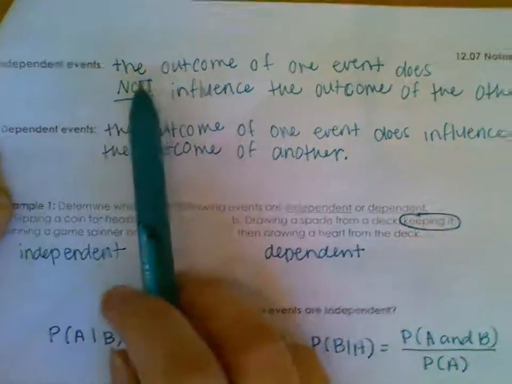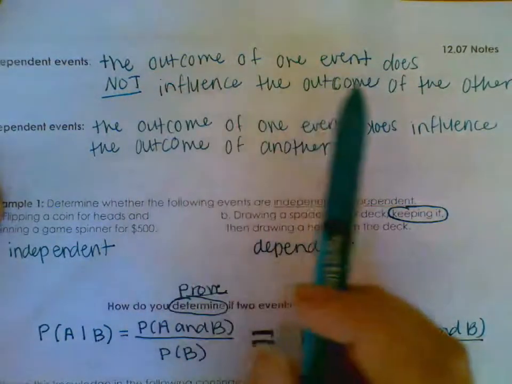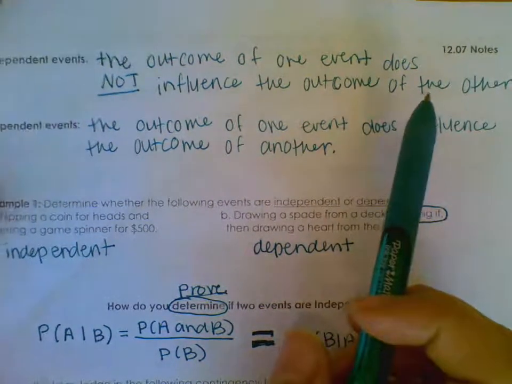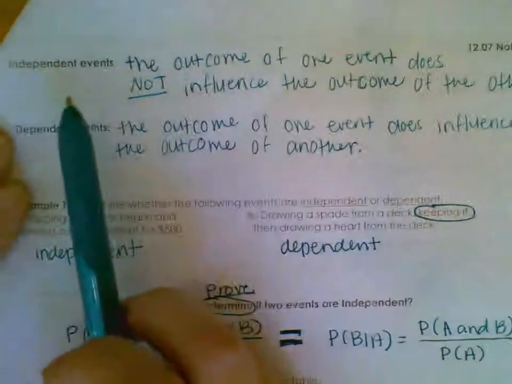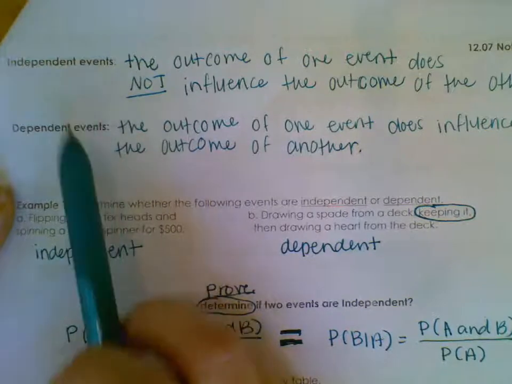So these are events where the outcome of one event does not influence the outcome of the other. So if you have two events, the first event happens, it has no effect on that second event, you know that those are going to be independent events. They are completely separate from each other.